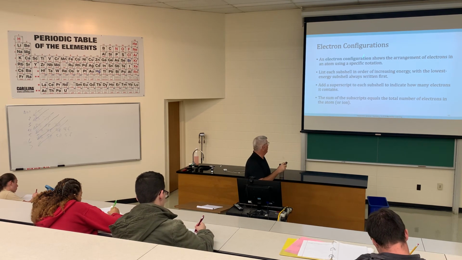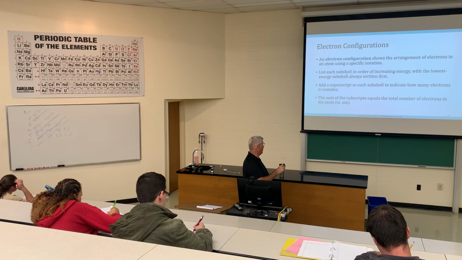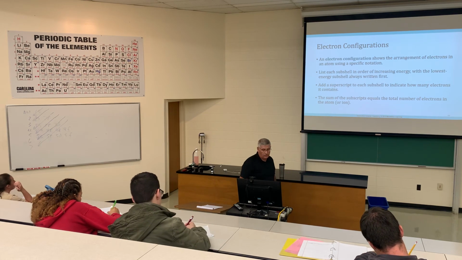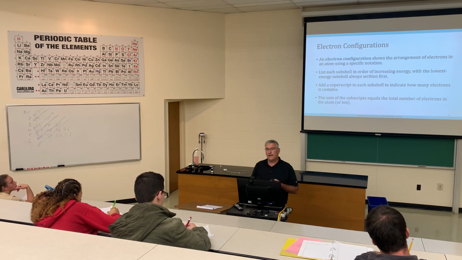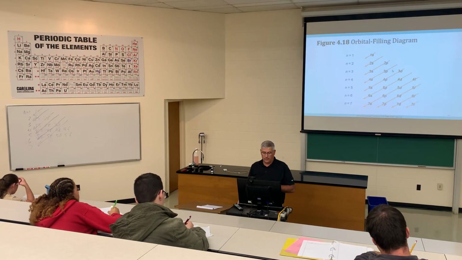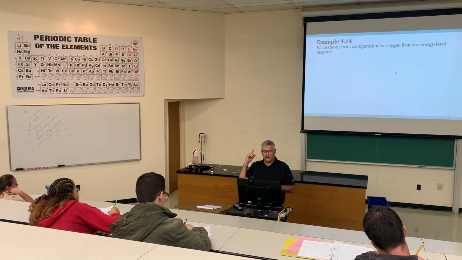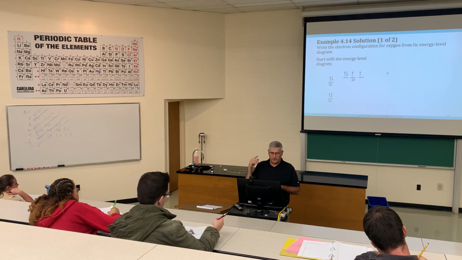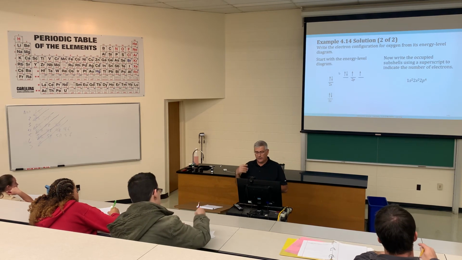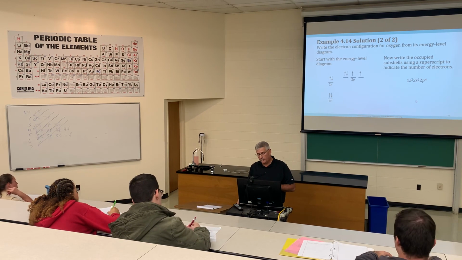It just shows the arrangement, lists the subshells with increasing energy, and adds a superscript to each subshell to show the number of electrons, and the sum of the superscripts equals the total number of electrons in the atom or the ion. And so we're going to do the same thing we were doing here, but with electron configurations. We just did the one for oxygen, so here it is, just to check. 1s2, 2s2, and 2p4.